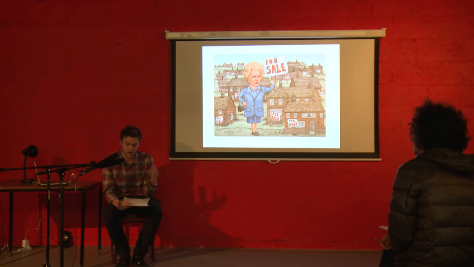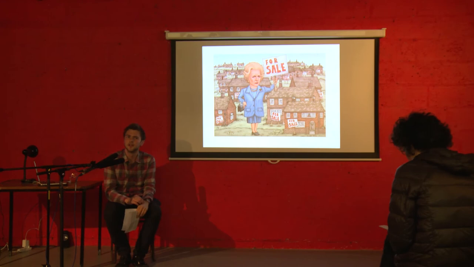There are a number of key changes, which I'll just touch on. The first one was Right to Buy, which began, I think, in 1980. This was basically where people were given the right to buy their council houses at a steep discount compared to the market rate.